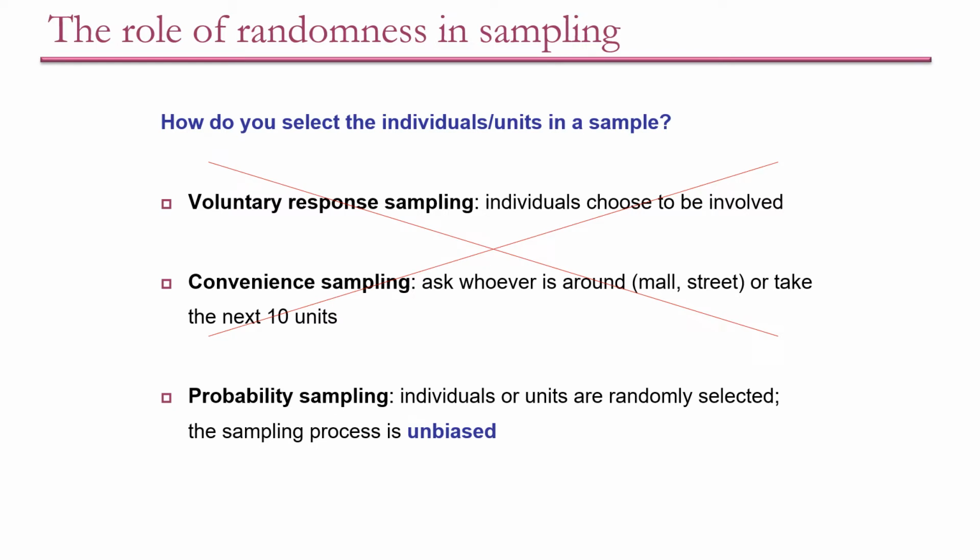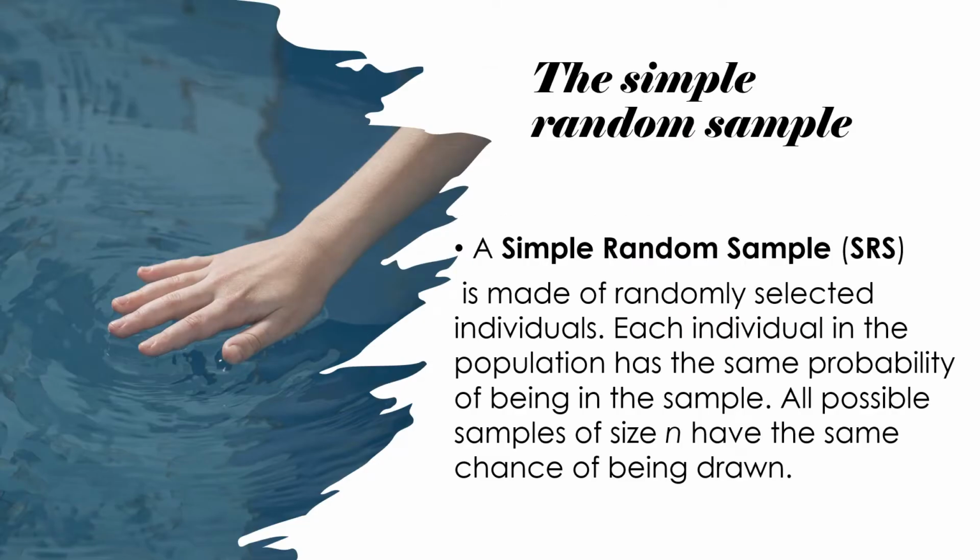And the third method is called probability sampling. In this case, the individuals or the units are randomly selected, and this one is always unbiased. A very good example of probability sampling, which is unbiased, is called a simple random sample. We always call that SRS. S stands for simple, R stands for random, and S stands for sample.